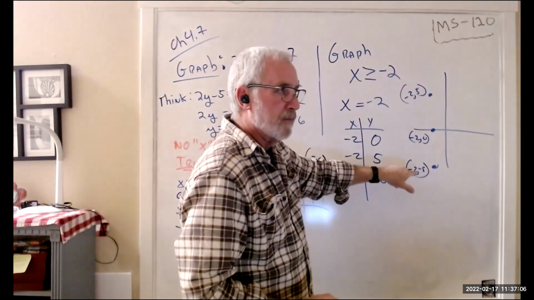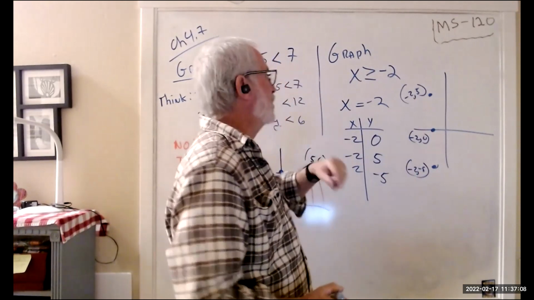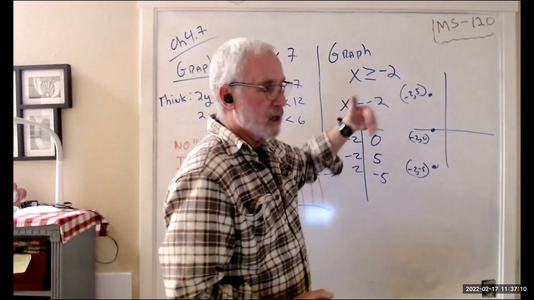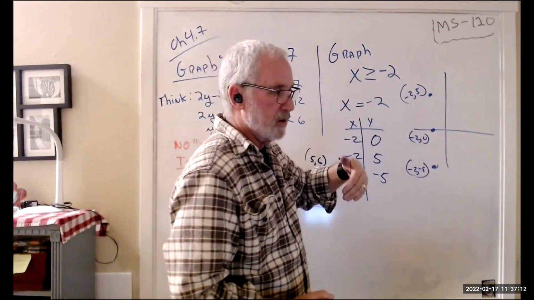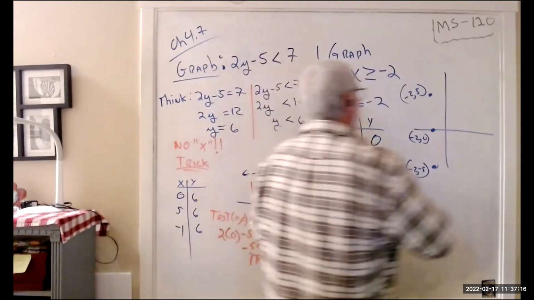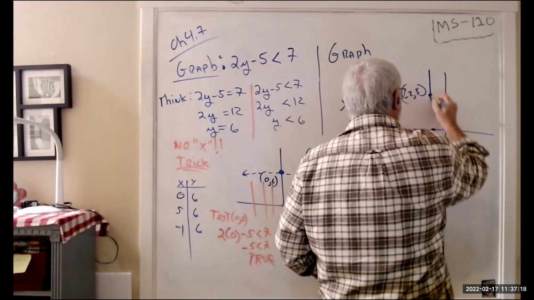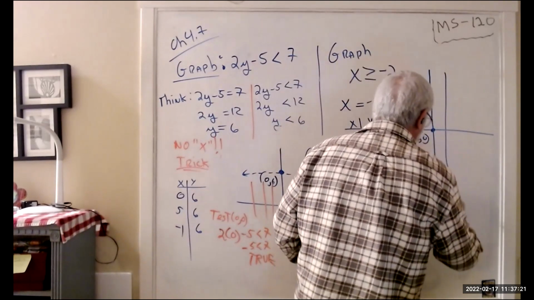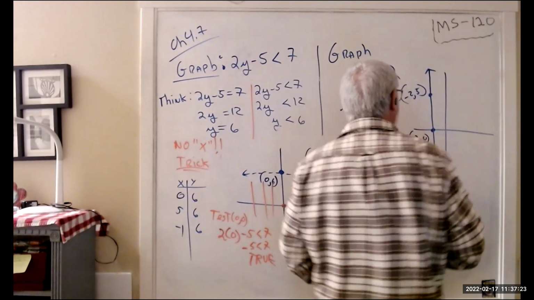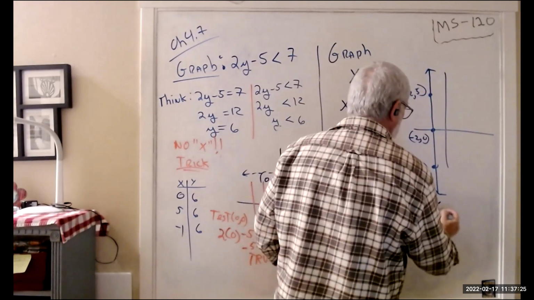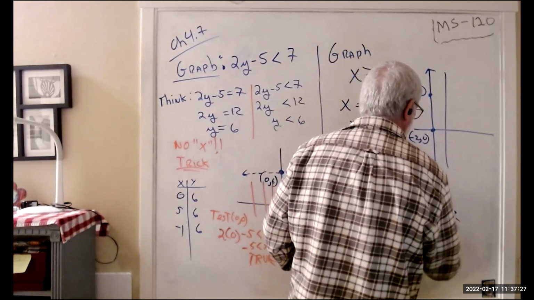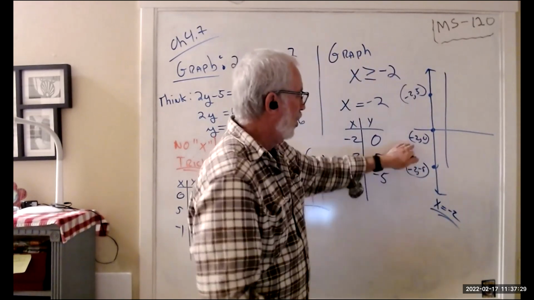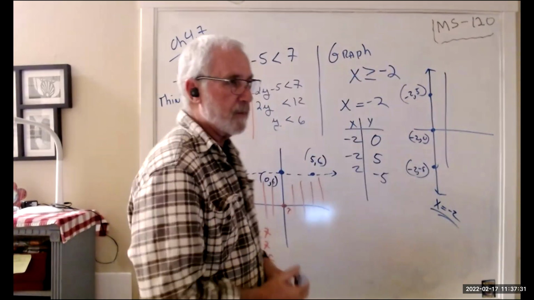line. But now I have to decide, is it going to be a dotted line, a dashed line, or a solid line? In this case, because of the equal sign, it's going to be solid. Like that. Cool. There it is. Technically, this is the line X equals -2, because every X value on it is -2, no matter what.